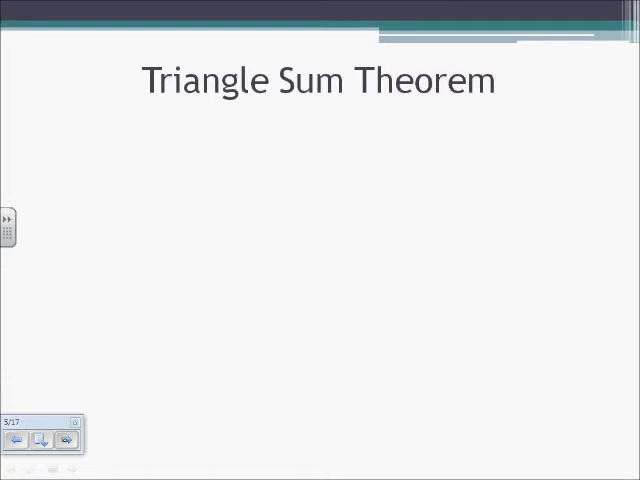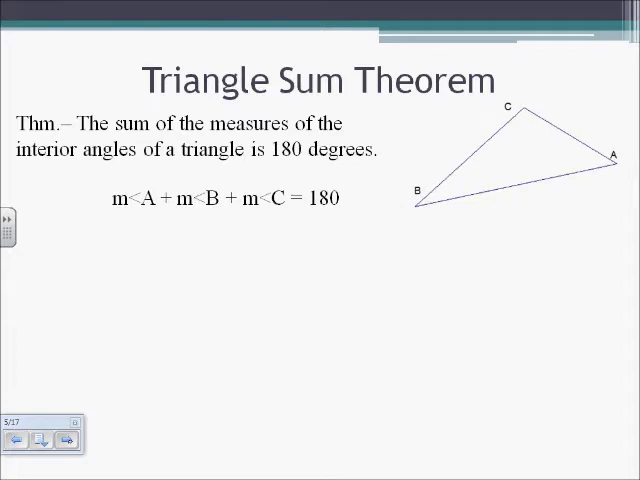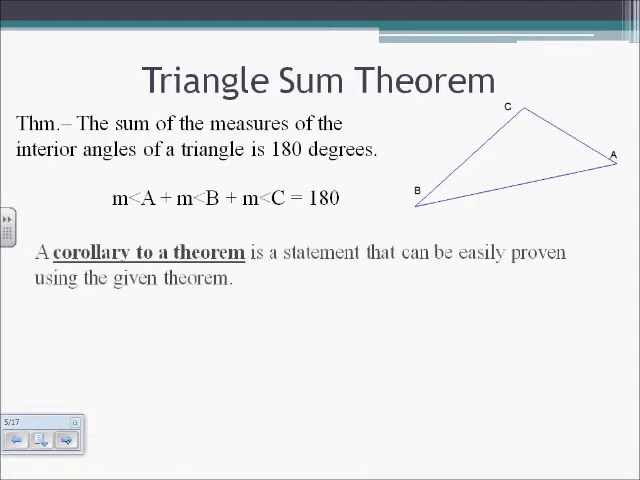Alright, triangle sum theorem. The triangle sum theorem states that the sum of the measures of the interior angles of a triangle is 180 degrees. The picture shows it: the measure of angle A plus the measure of angle B plus the measure of angle C equals 180 degrees. So we kind of know that intuitively, but we do have a theorem that states it formally, that the interior angles of a triangle add up to 180 degrees.